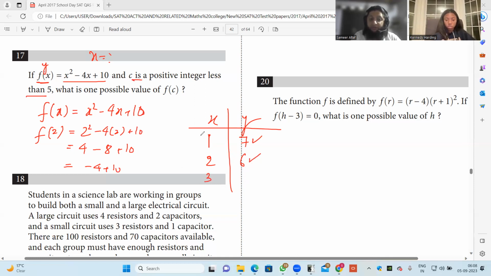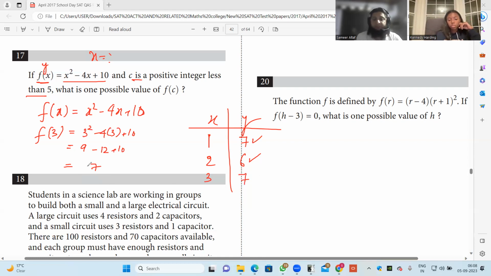What is f of 3? Minus 2. Negative 3. It would be 7. 19 minus 2, yeah, that's 7, correct. So when x is 3, y is 7.